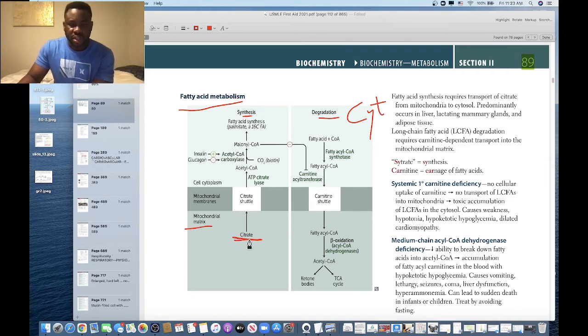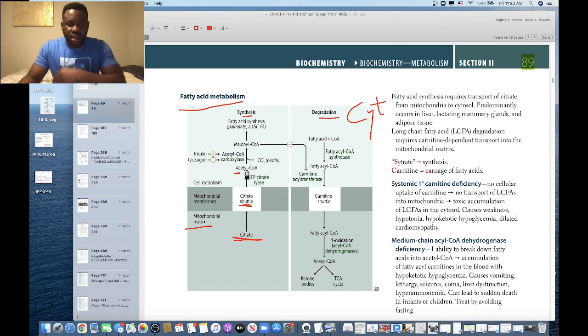So citrate has to come out, but citrate cannot just come out by itself, so it needs a shuttle called a citrate shuttle. This will be a protein that helps the citrate to leak out of the mitochondria into the cytoplasm. Now, when citrate comes out, we need to use citrate to make acetyl-CoA using the ATP citrate lyase. So it splits, or lyses, the citrate into acetyl-CoA.